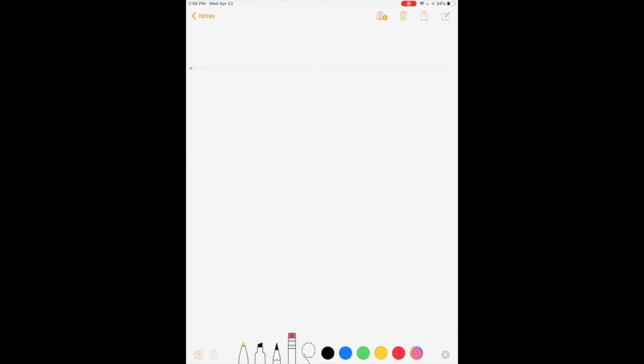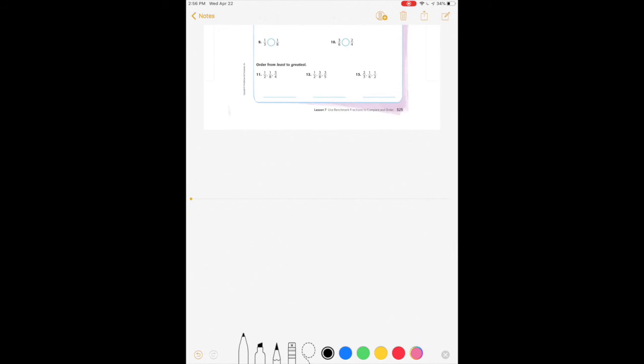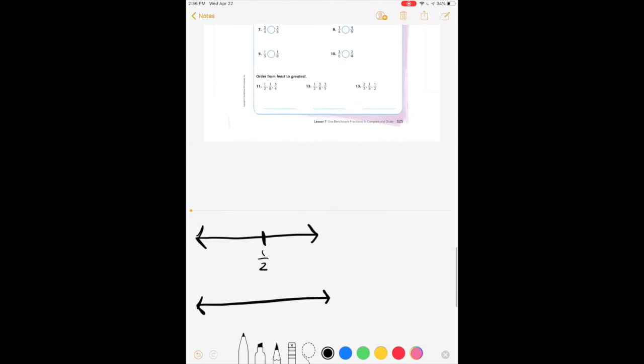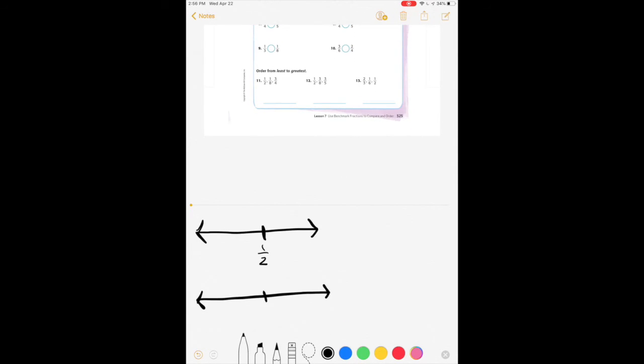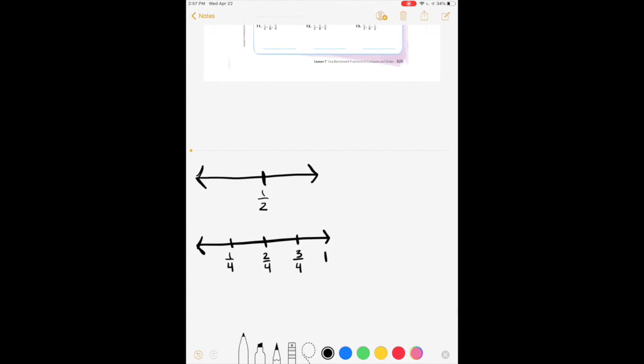Okay, so I am working with 1/4 and 4/5. So first thing I do, draw my benchmark fraction, which is always 1/2. And then, since my next fraction is 1/4, I need to divide my number line into 4 equal pieces. So I have 1/4, 2/4, 3/4, and 1 whole.